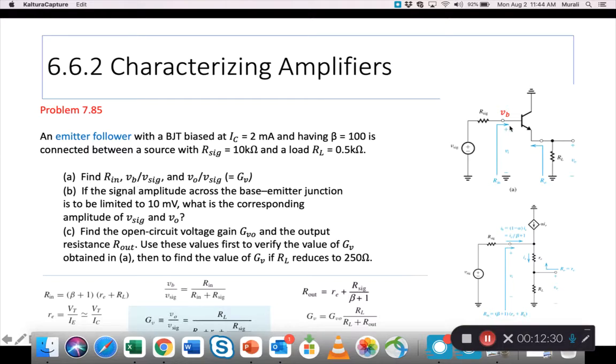VB is actually the V at the base, I guess. Instead of using VI or something, he's confusing us by introducing VB, but this is what he means. So VB by V signal, which is just this area, and then V output by V signal, which is GV. So find all those. If the signal amplitude is to be limited to 10 millivolts at the base emitter junction, what is the corresponding amplitude of V signal and V output?